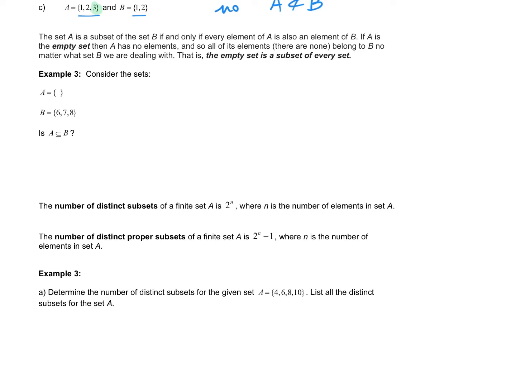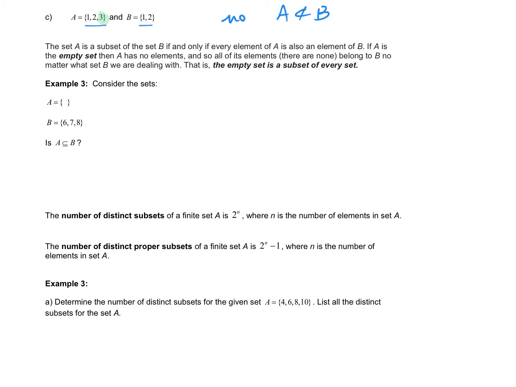If A is the empty set, then A has no elements. Okay, so if A is the empty set, let's write it down. Oh, it's over here. That's okay, I'm gonna write it again. Okay, there are no elements, right? No elements. Okay, and so all of its elements, none of them, there are none, belong to B, no matter what B we're dealing with. Okay, what the heck does that mean? It just means that the empty set is the subset of every set.